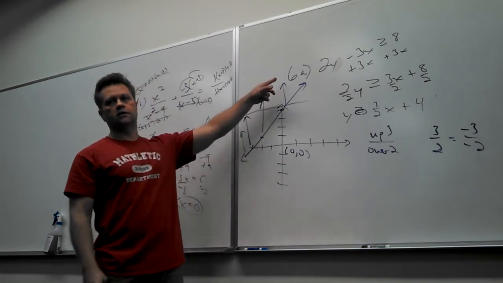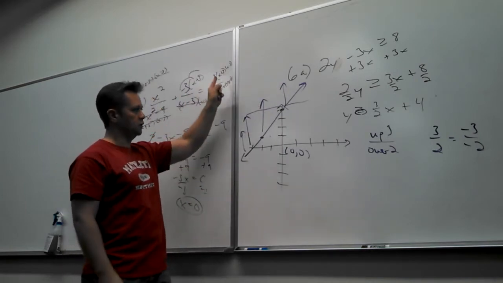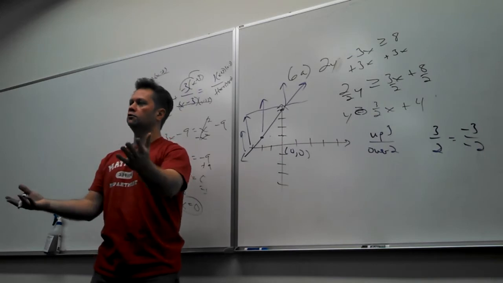And so 6b is just do this once, shade, do it again, shade. That's what 6b is. Just do 2 lines.